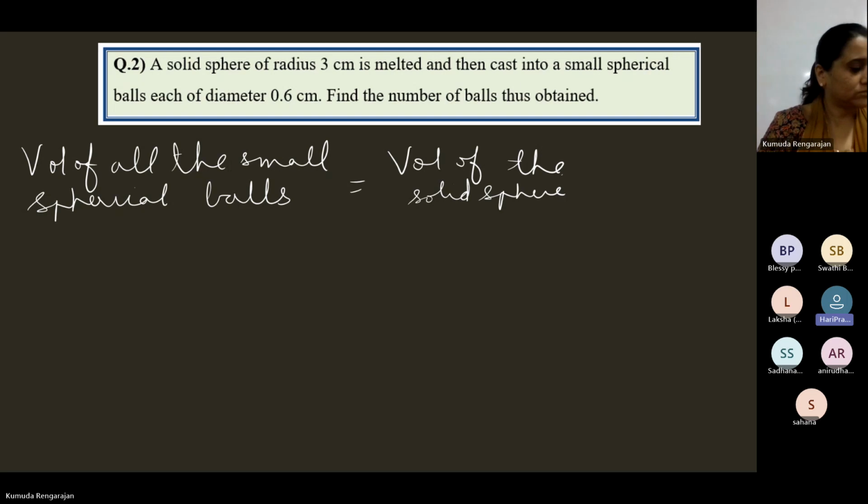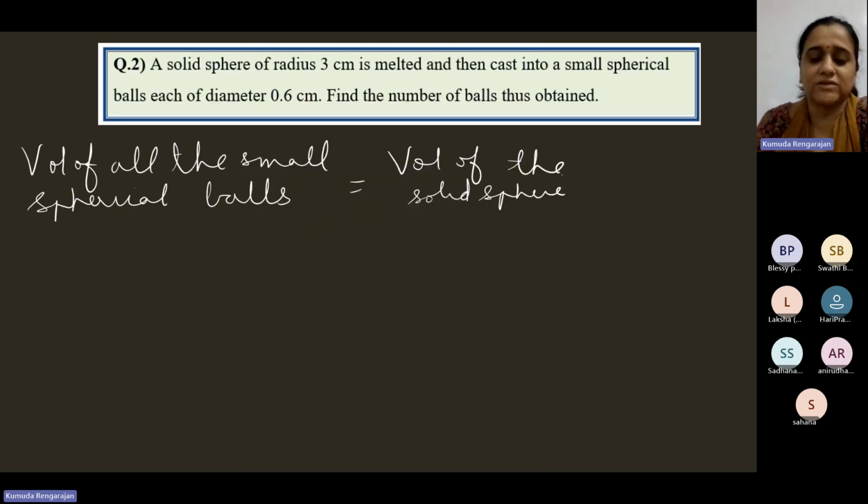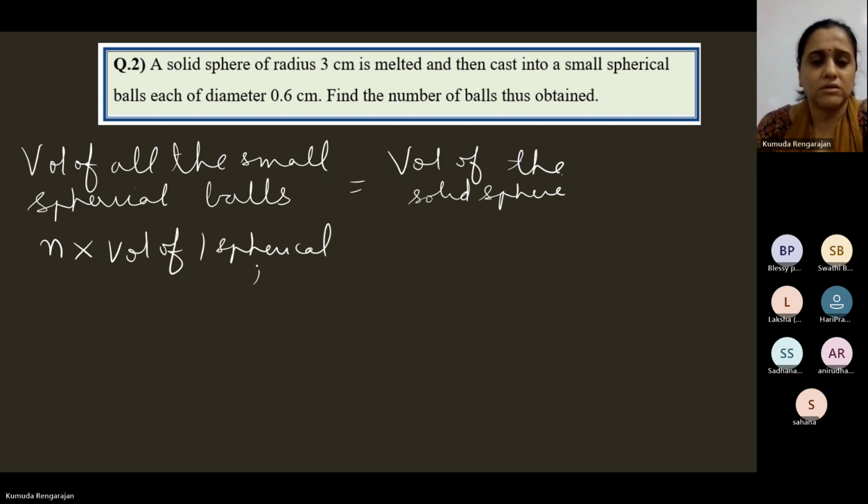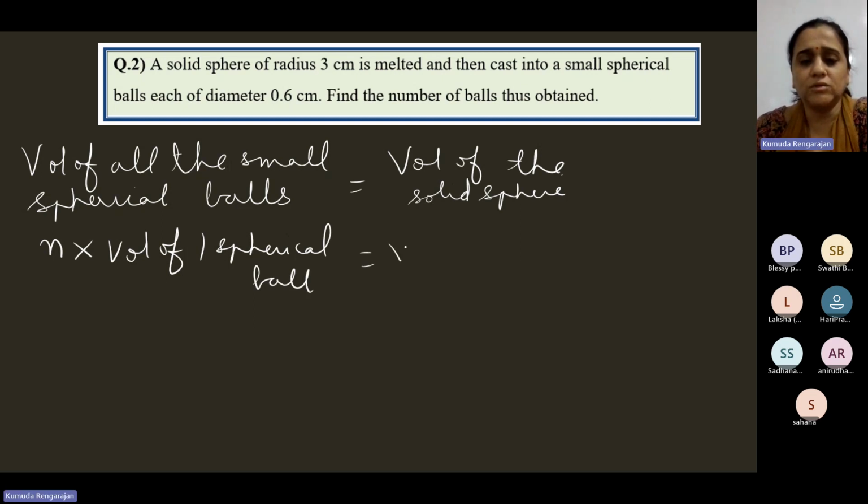Yes, the number of balls is 1000. Yeah, perfect. Very good. So how do you find the volume of all these small spherical balls? N into volume of one spherical ball is equal to volume of the solid sphere.